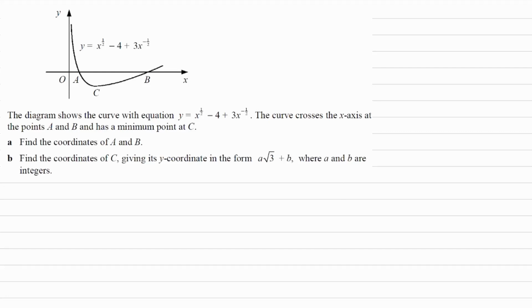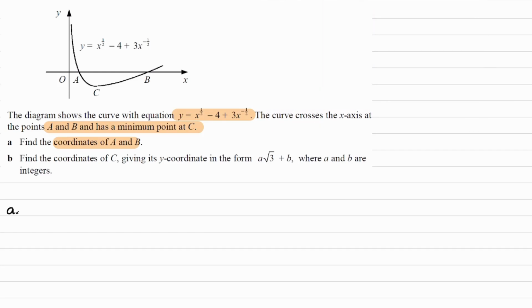The diagram shows the curve with equation y is equal to x to the half minus 4 plus 3x to the minus a half. The curve crosses the x-axis at points A and B and has a minimum point at C. We're trying to first work out the coordinates of A and B. So, to do that, we would simply equate the equation of the curve to 0.